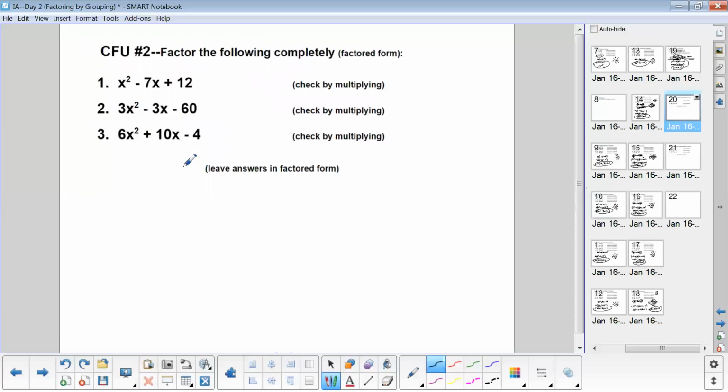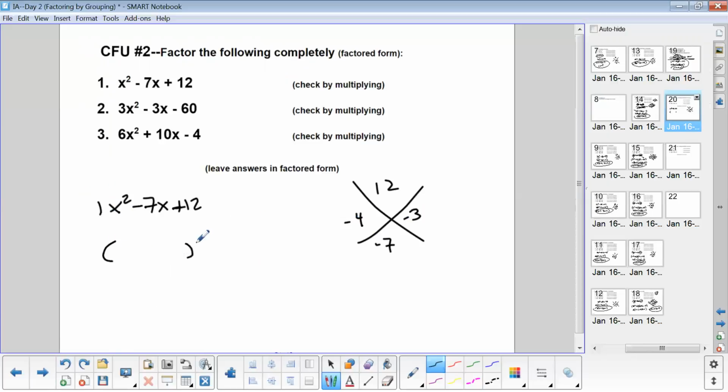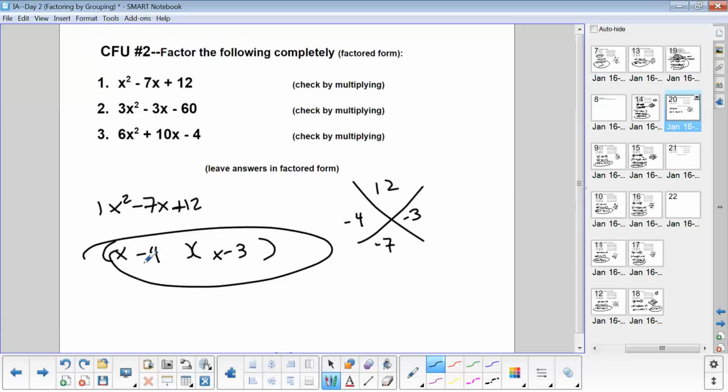Finally, comes our check for understanding. So x squared minus 7x plus 12. A is 1. You have to notice that. So 1 times 12 is 12. I need 2 factors that multiply to give me 12 and add to give me negative 7. That would be 4 and 3, both negative. And since A is 1, remember what you're allowed to do? That's right, take them right from here. x minus 4, x minus 3, and you're done.